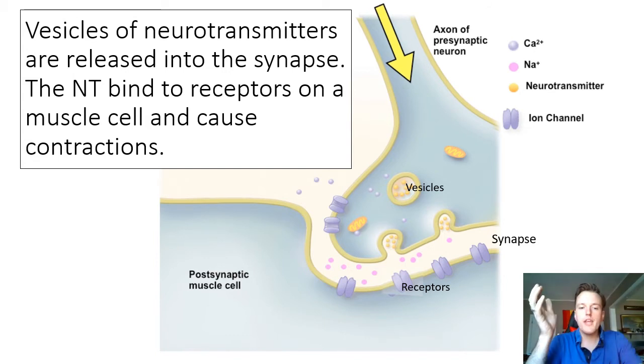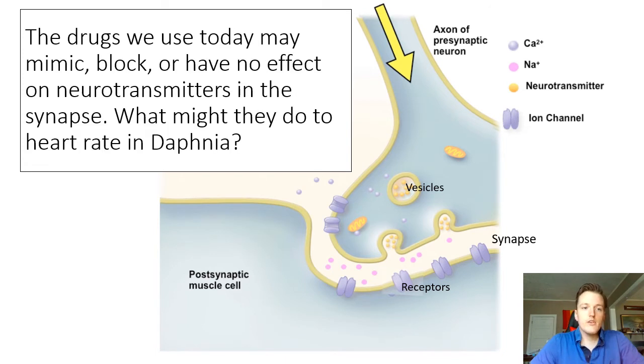And in this case, we're thinking about muscle cells, and specifically the muscle cells in the heart. And so these, depending on the neurotransmitter that's released, will change what response happens in the postsynaptic muscle cell, or the heart. So the drugs that we use today can mimic a certain neurotransmitter that may cause a response. They can block the receptors, or block the neurotransmitter from binding to receptors, or they may just have no effect. And so you can think of these as having different effects on the heart rate.